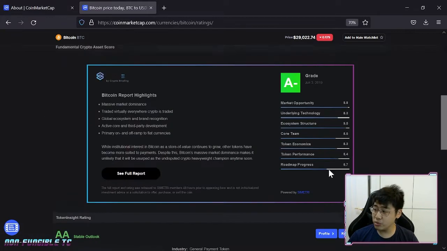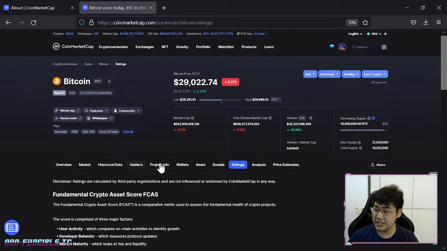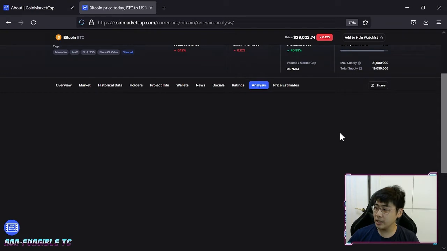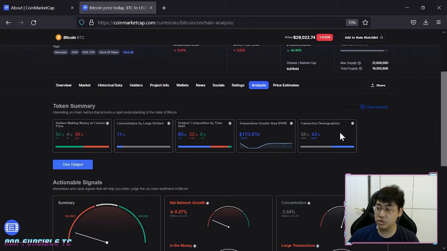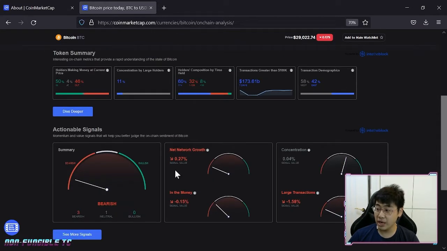And then actually, if you really want to do your research, these are all the tabs that you have to go through in order to fully understand the specific crypto. And because Bitcoin is so established, they have more details that you can break down. And then analysis, basically for bigger major crypto, they do have some sort of analysis showing you whether the market sentiment is bearish or bullish, right?